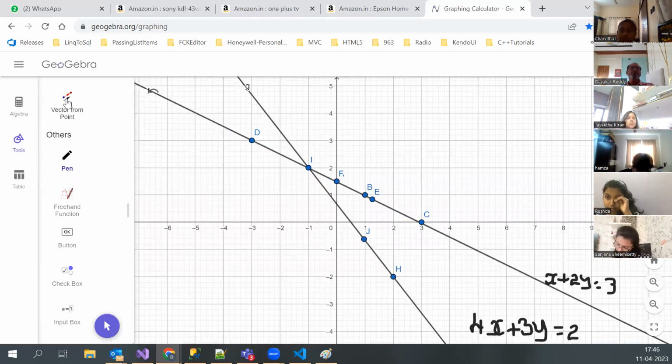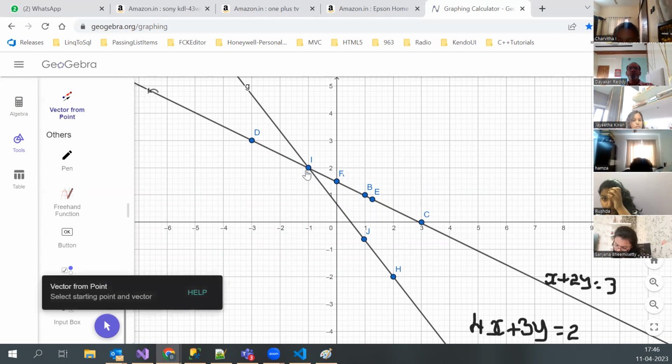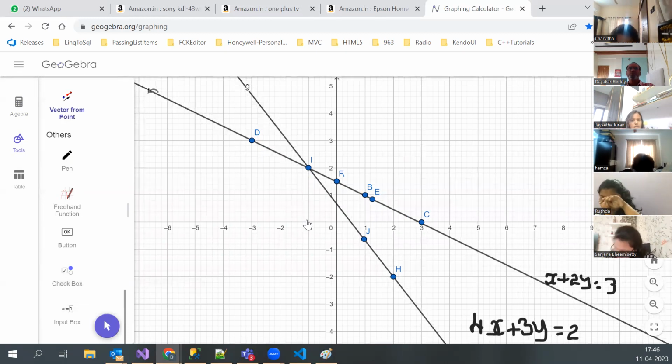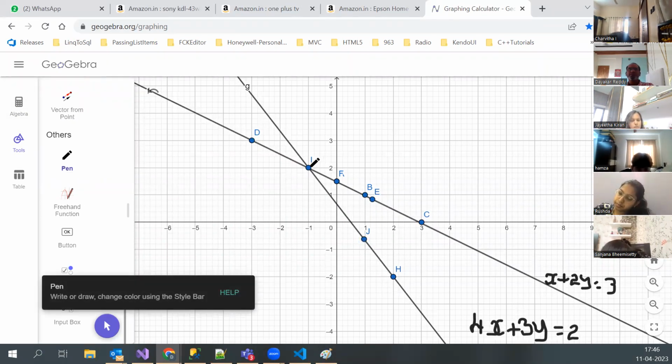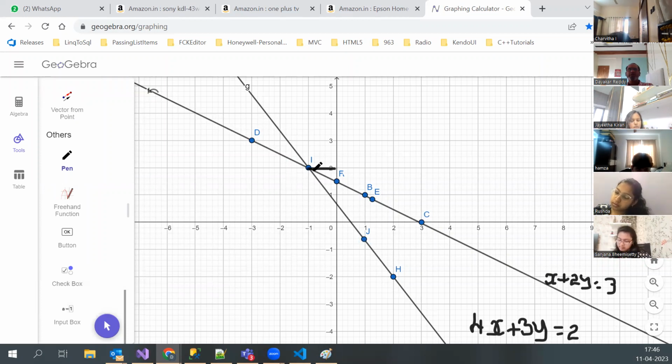Right. Now you can see this. What is the x value here? Minus 1. What is the y value here? 2. Right? So you will get to know. So this is the intersecting point. On that point, what is the x value? What is the y value? That is what we are doing over here. Is that clear, children? Everyone understood? Yeah.